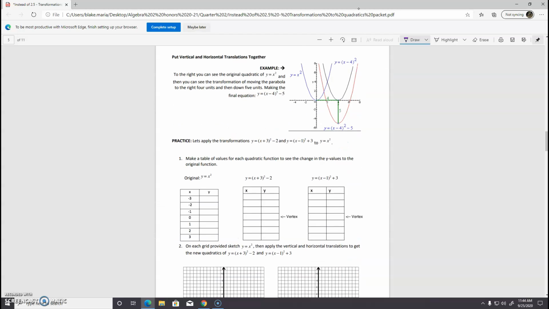When you get to the next one, this is putting them both together. So you don't have to just move it up or just move it left. You can move it up and right. You can move it down and left. You can move it wherever you want. So this kind of puts two together.